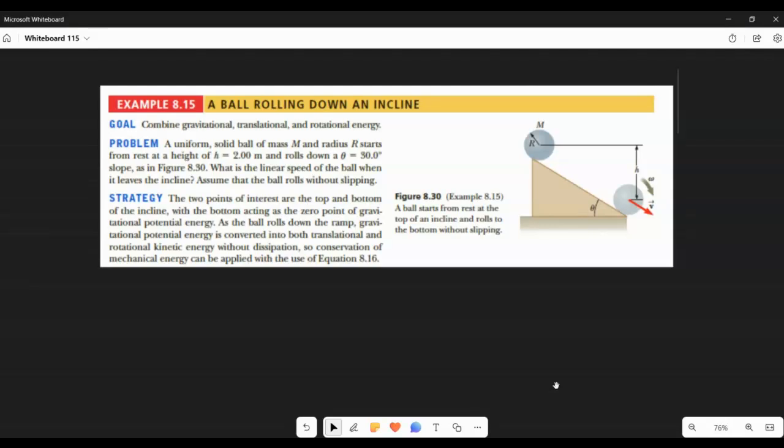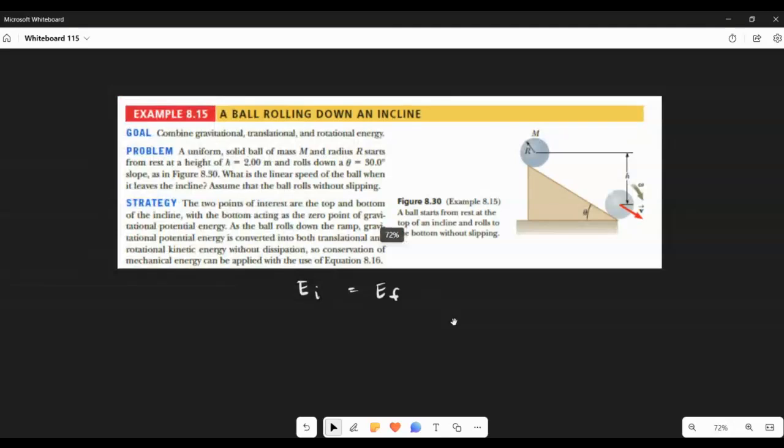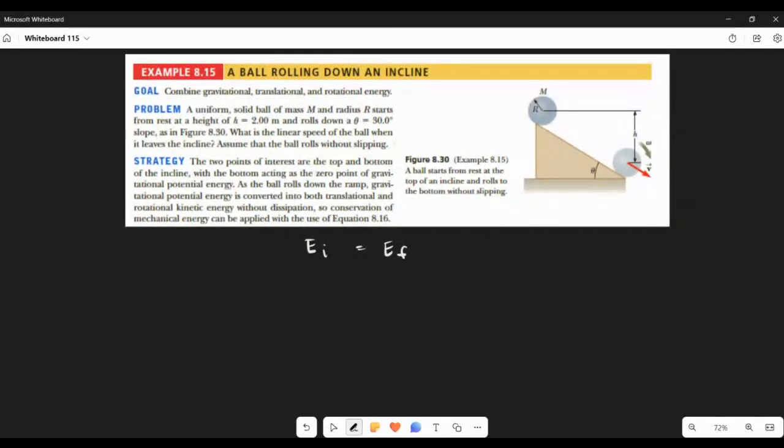Okay, now we're going to tackle this. So again, what we do, we look at the initial energy, and then you must equate that to the final condition. On top, it's from rest. So let's write all our energies. That's our translational or linear.